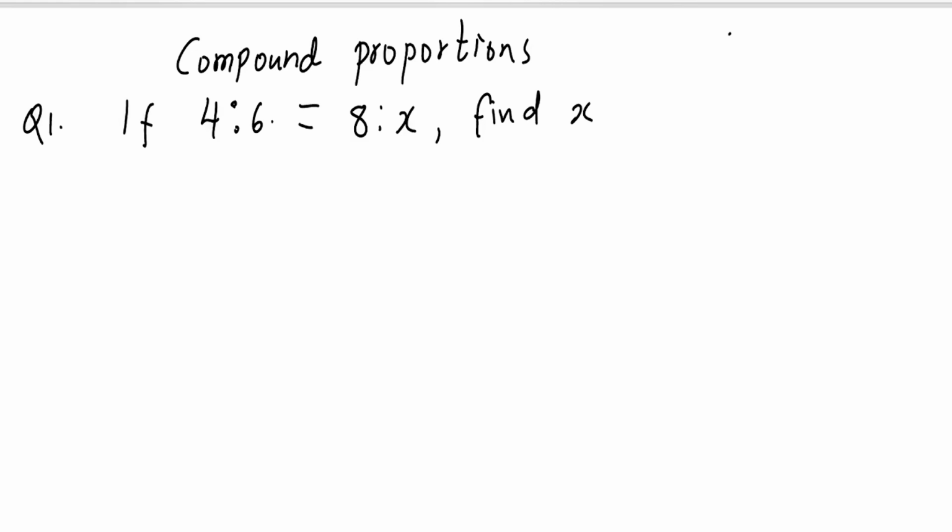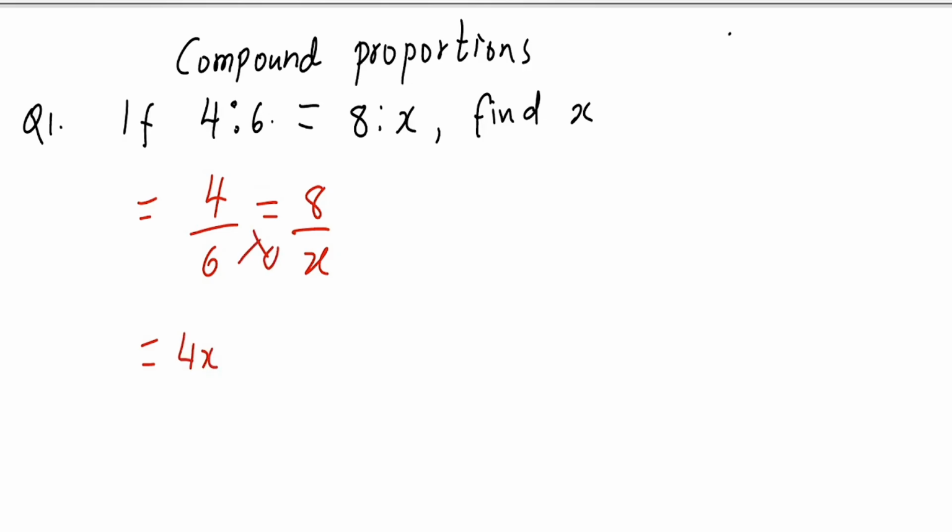So, first question is asking you if 4 is to 6 equal to 8 is to x, find the value of x. Now, such questions are basically easy. So 4 is to 6 is just the same as writing 4 over 6, which is equal to 8 is to x, which is 8 over x. The next thing you do is you cross multiply. So 4 times x gives you 4x, and 8 times 6 gives you 48. Divide by 4, and therefore x is equal to 12.